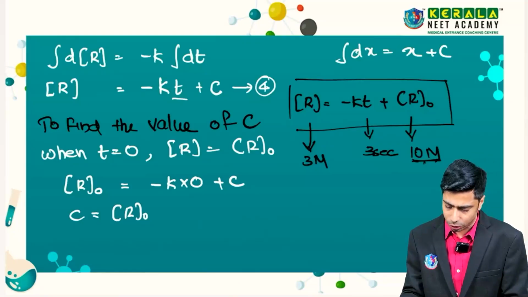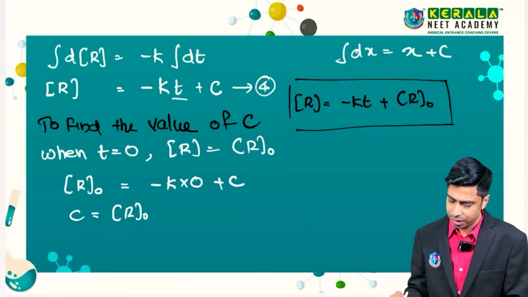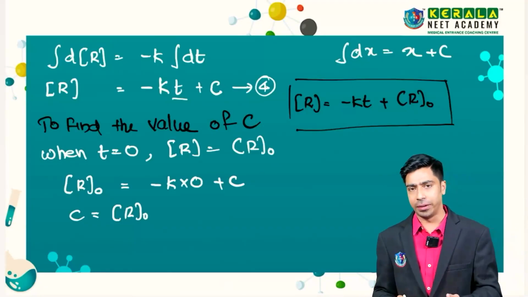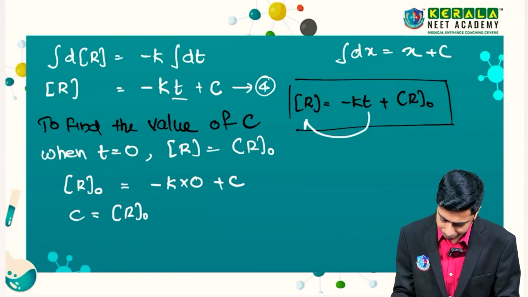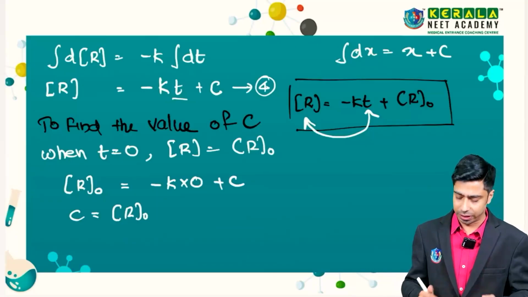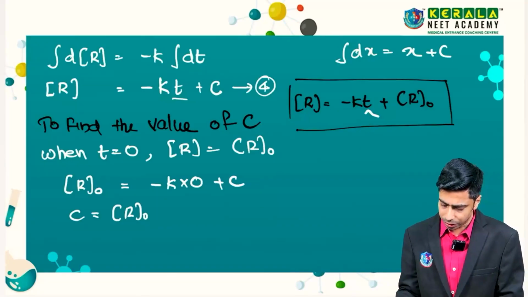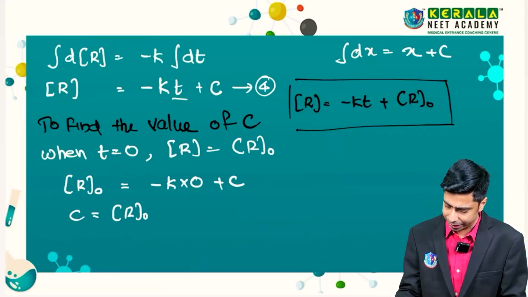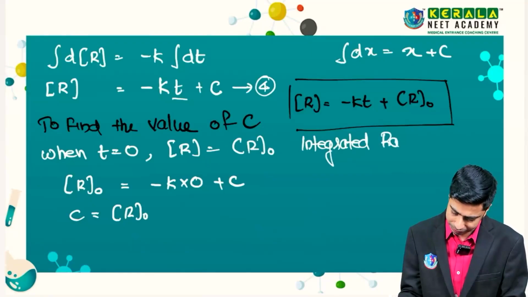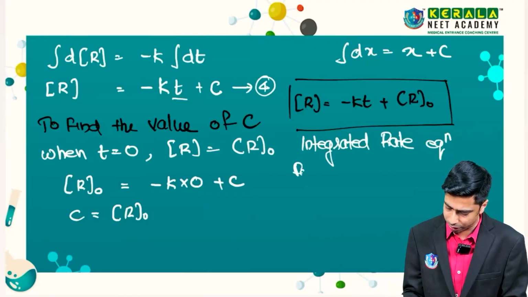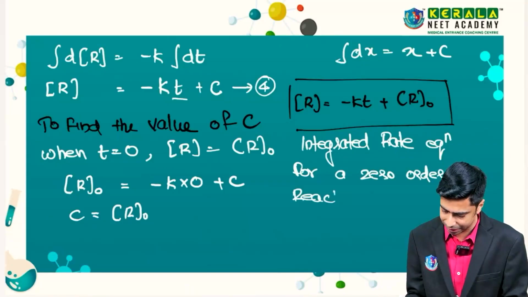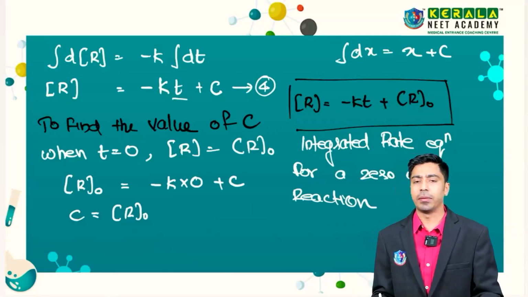So here R0 means the initial concentration, and R is the concentration at time t. So t and R depend on each other. When you increase the value of t, the value of R decreases. This equation is called the integrated rate equation for a zero order reaction. Learn it by heart: R is equal to minus kt plus R0.